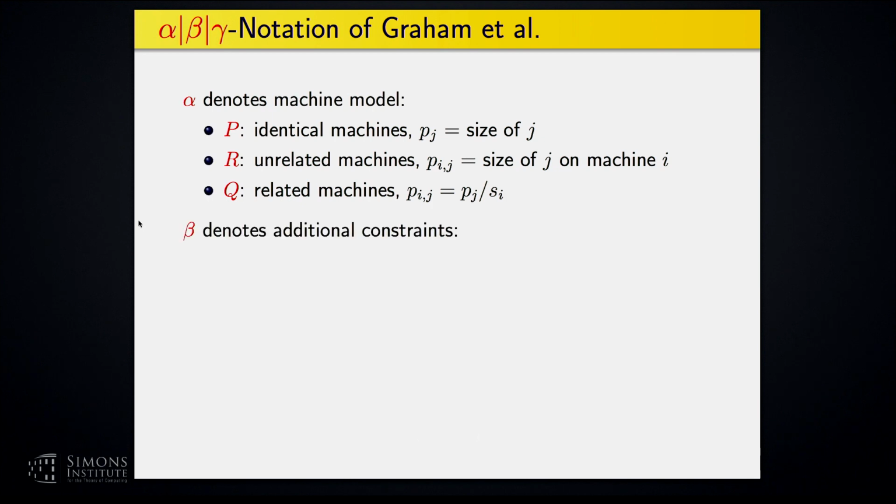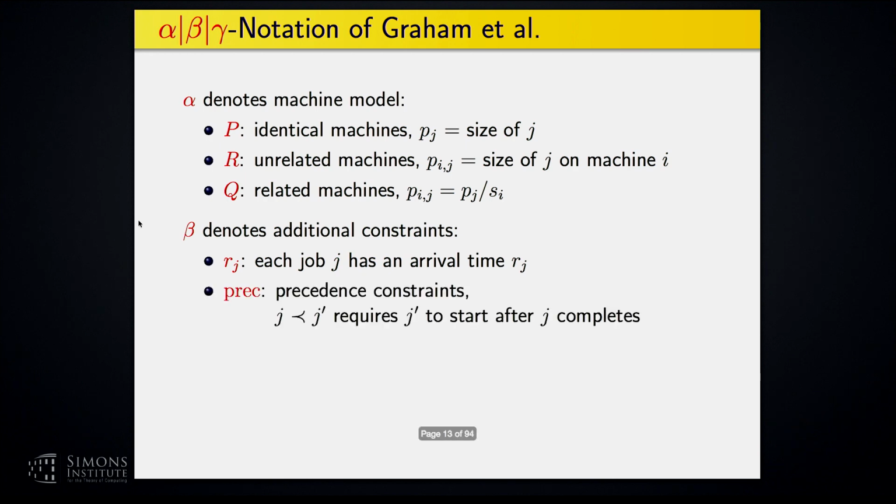Beta denotes additional constraints we have for all those problems. In this talk, we are going to focus on 3 constraints. One is Rj, which says that a job j may have an arrival time Rj, so you cannot process this job before its arrival time. We may also have precedence constraints. We require j to precede j prime, which means j prime can only start after j completes. Those 2 constraints make the problem harder, but the third one makes the problem easier. It says all jobs are identical, so without loss of generality, we can assume all jobs have size 1.